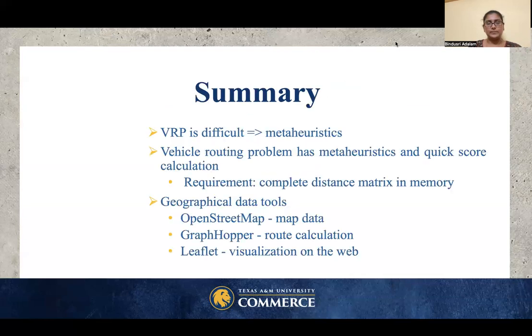So finally, coming to the summary of the project, the vehicle routing problem is very difficult and it uses metaheuristics and quick score calculation. And the geographical tools which we'll be using here are the OpenStreetMap for mapping the data, the GraphHopper for route calculation, and Leaflet for the visualization on the web. And this is the brief summary of my project.